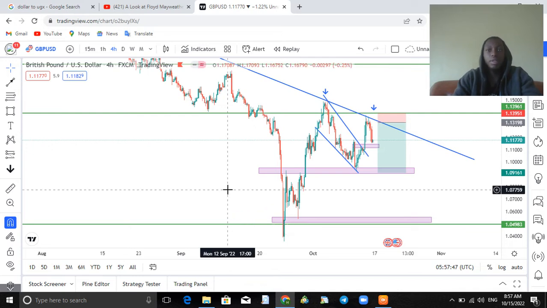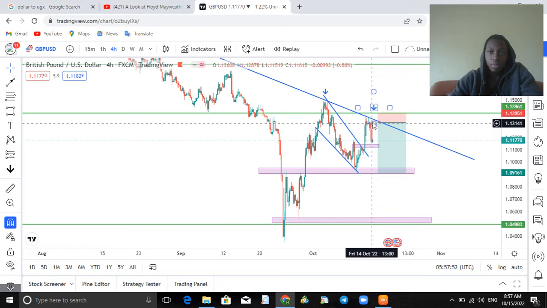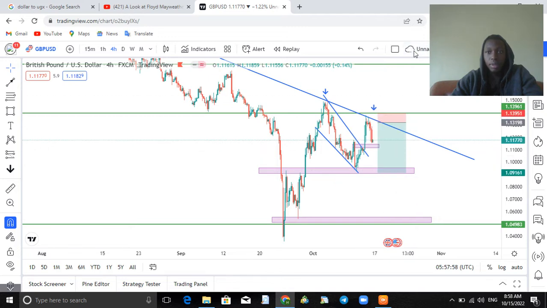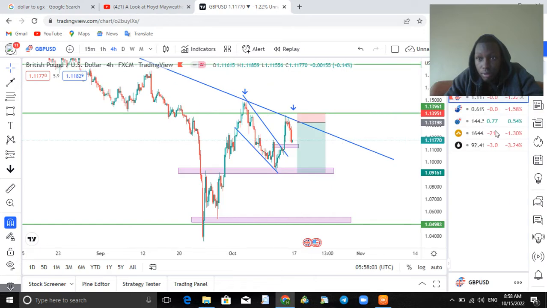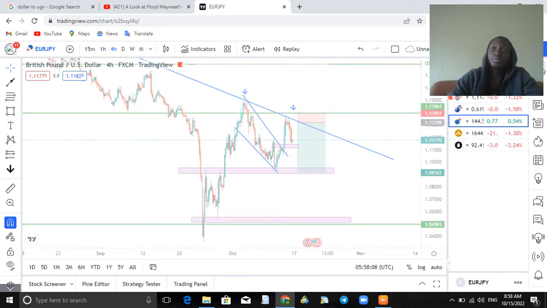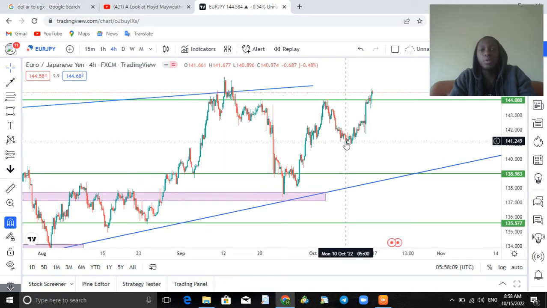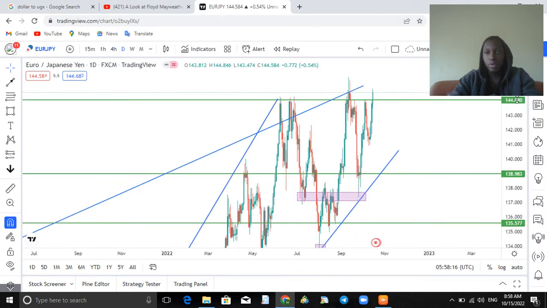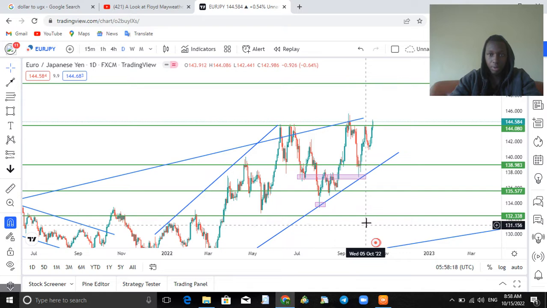Now for GBPUSD, we are heading to sell it after the market gives us a pullback, which will also be another double top formation in a smaller time frame. Then we sell GBPUSD. Now the next pair is EURJPY. EURJPY is our next pair. And like we told you, we're going to analyze EURJPY, gold, and GBPUSD. So now our next pair is EURJPY.